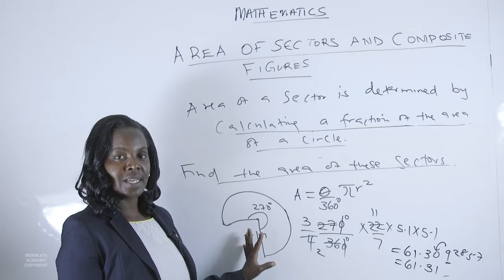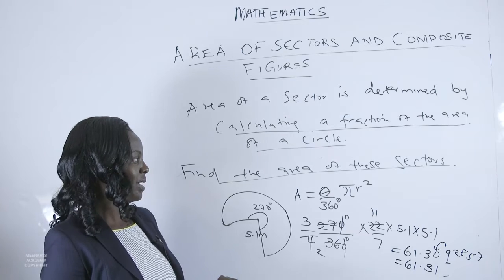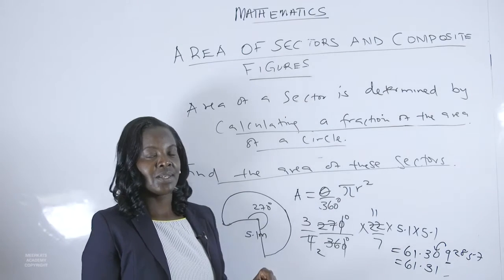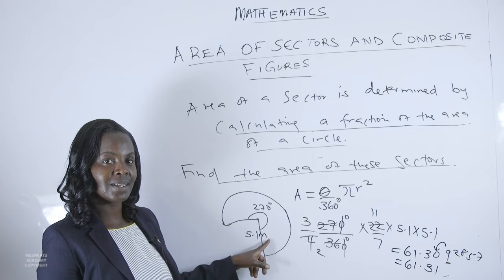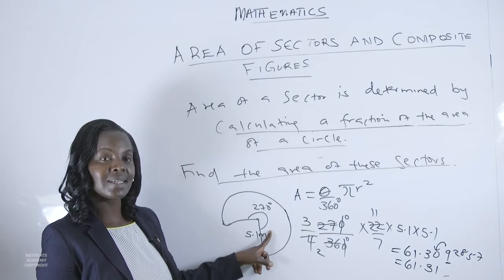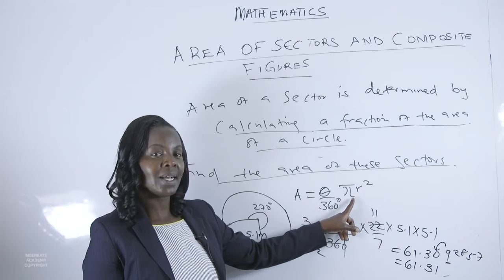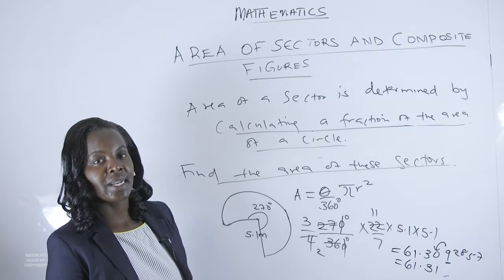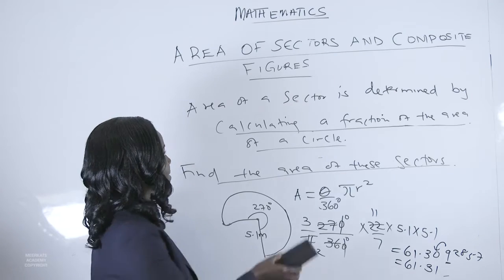So that is how we calculate the area of a sector. We use the formula theta over 360 times pi r squared. So the first thing you do is identify the angle inside the center, inside the sector. You divide by 360 degrees times pi r squared. Now, let's proceed and look at how to calculate the area of composite figures.